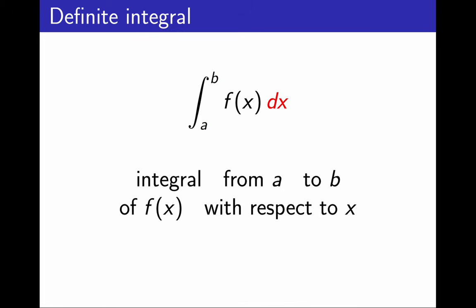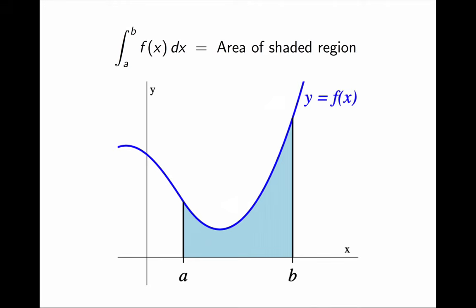Sometimes this whole phrase is abbreviated simply as the integral from a to b of f. We will call this a definite integral. It is a number. Which number? The area of the shaded region in this picture.